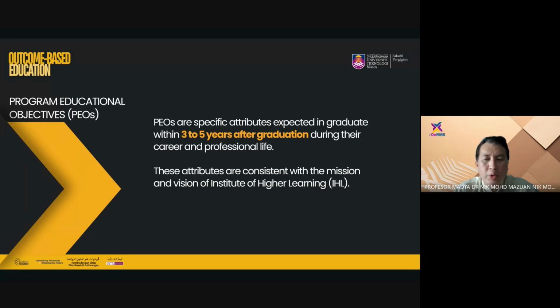For those program directors, I think you are well versed with these PEOs, and at this time we are able to measure the PEO because for some of the programs, the first graduates left more than 3 or 5 years ago. So you can now start to measure the PEOs for your program. How to measure this? There are a few ways we can do this later on. These attributes are consistent with the mission and vision of UITM, the Institute of Higher Learning, which is the university.